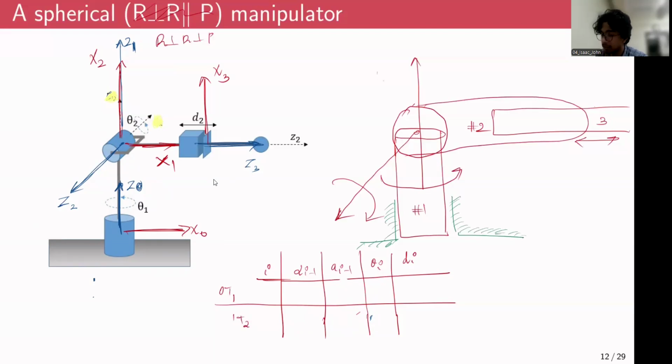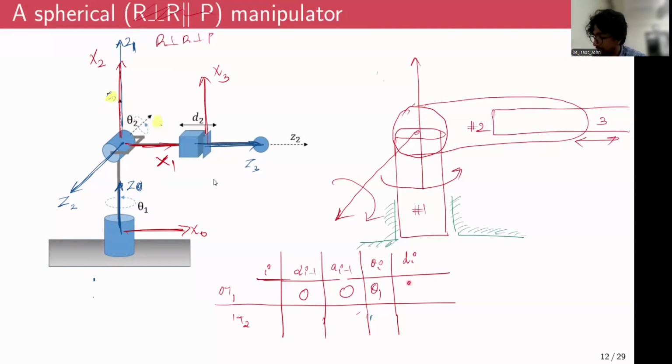So again, considering from the 0th frame to the first frame, the first DH parameter corresponds to the link twist angle. But since Z0 and Z1 are already aligned, there is no need for a link twist angle, so that is 0. And A(i-1) is basically the offset along X0. That is also 0 because you don't really need to move along X0. Theta i is going to be theta 1 because the first joint is a rotary joint.